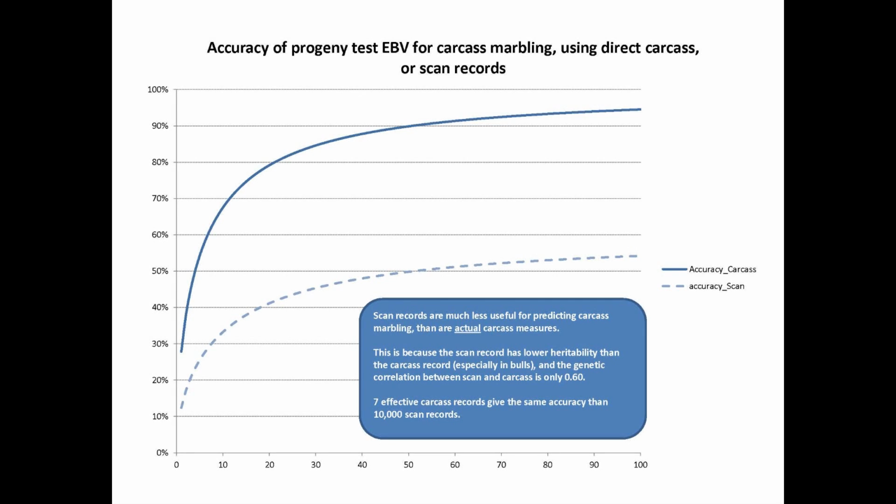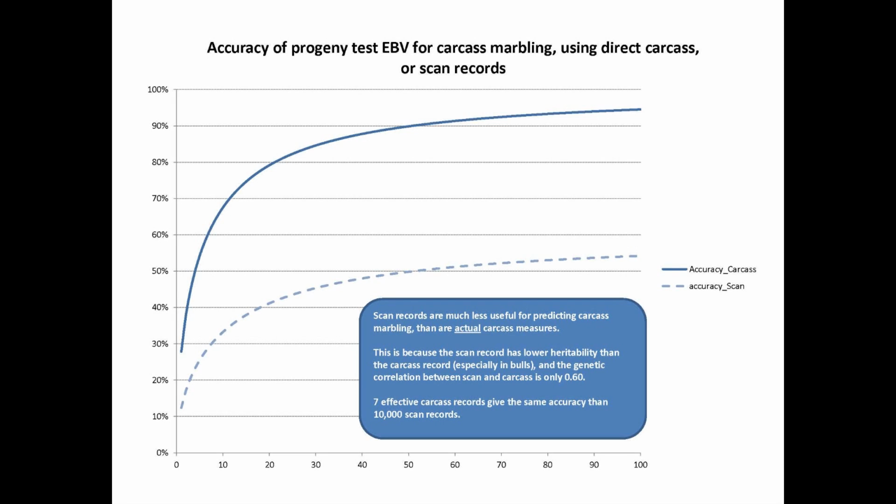That's a bit daunting, a bit surprising, but it's simply a function of the fact that you're looking directly at the trait you're interested in, which in this case is carcass marbling, rather than looking at it indirectly through a correlated trait, the correlated trait being scanning. So the fundamental point here is that direct measures for the traits you're interested in are always going to be more useful and more accurate than indirect measures. Scanning is useful, but only up to a point. It's got limited usefulness if we're interested in carcass marbling.